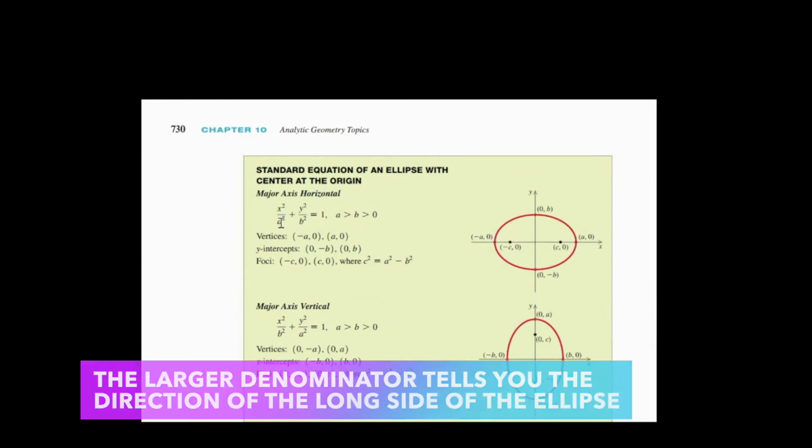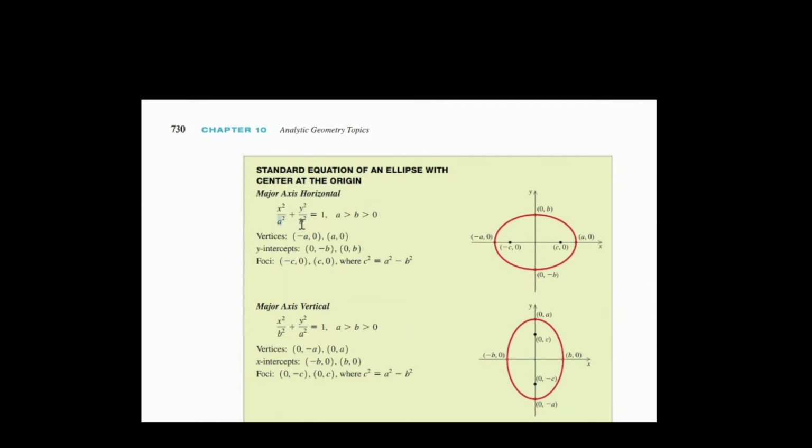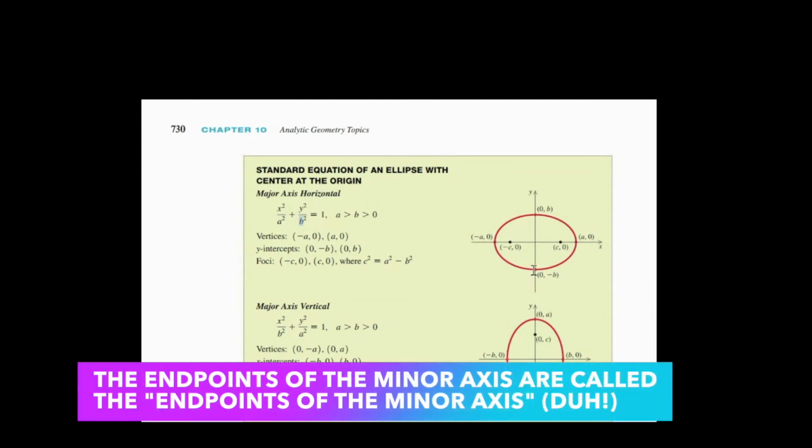So you'll always be able to spot these because this a, which is the distance to the vertex, is bigger than b, which is the distance to the, and it's really annoying because these 2 points don't have a name. This is a vertex, this is a vertex. These 2 points at the ends of the minor axis are called the ends of the minor axis. And so there's not a little word you can say.